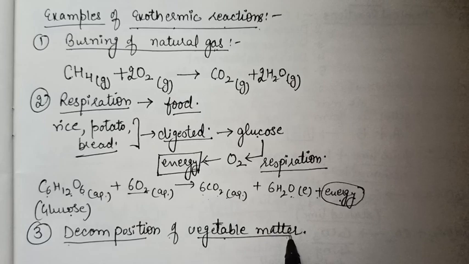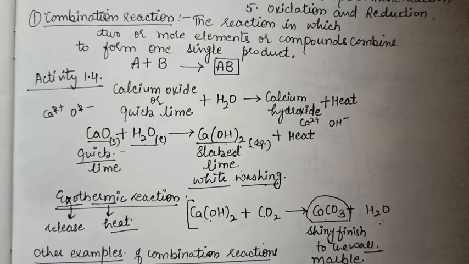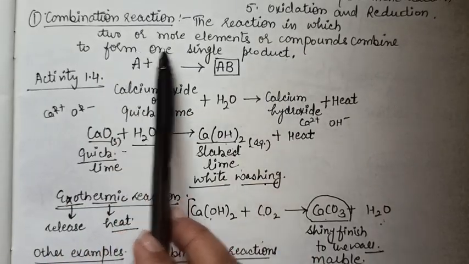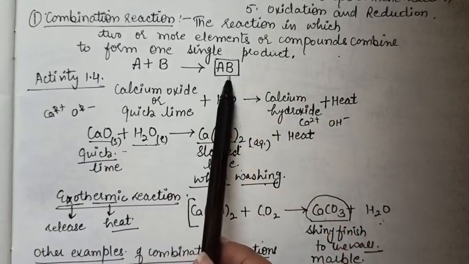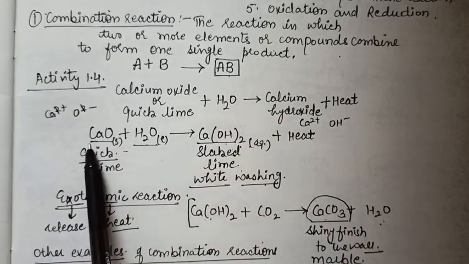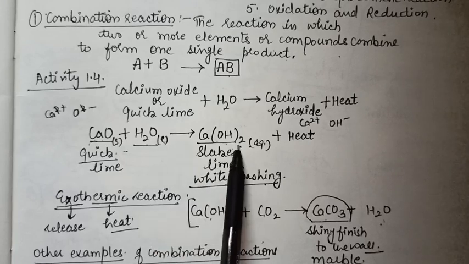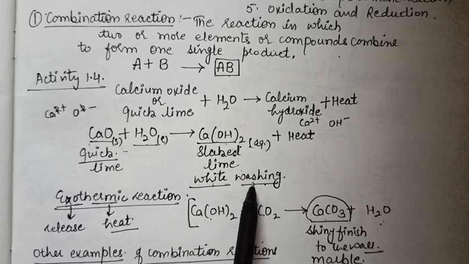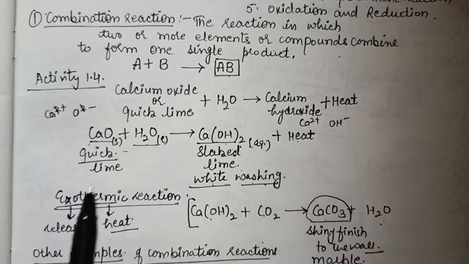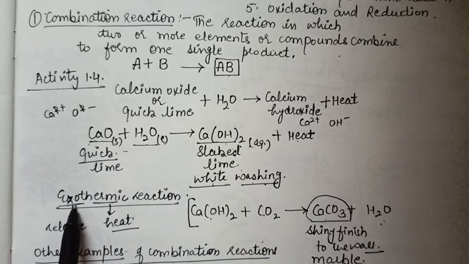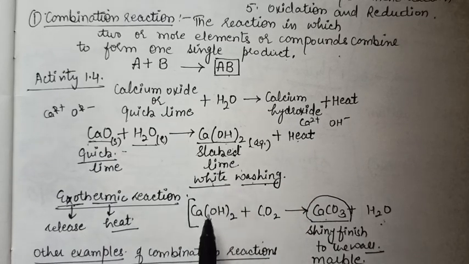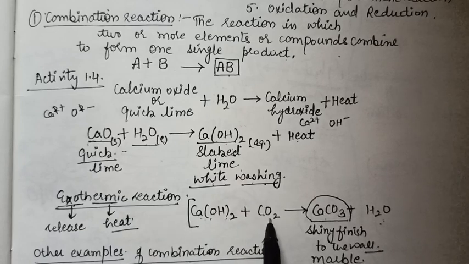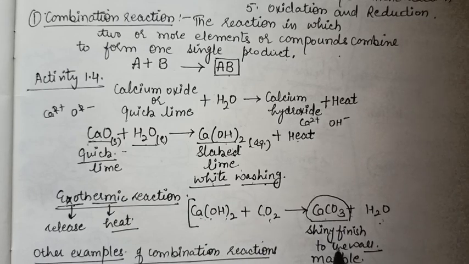So in this way, what we have done: combination reactions, where two or more reactants combine to form one single product. For example, quicklime dissolved in water forms slaked lime, that is used for whitewashing. Heat is also released, so this is considered an exothermic reaction. Gradually this slaked lime combines with carbon dioxide present in air and gives a shiny finish to the wall. This calcium carbonate is also the formula for marble.